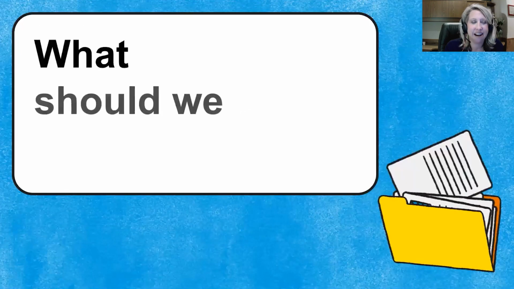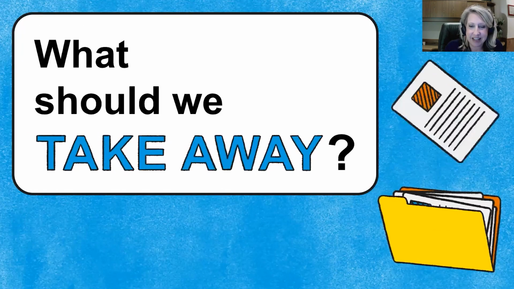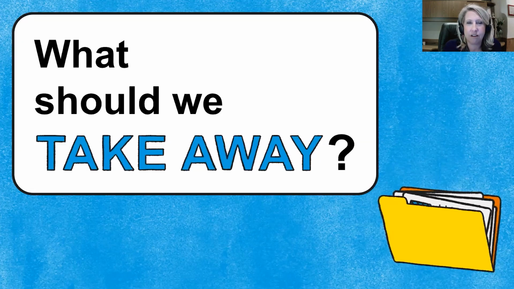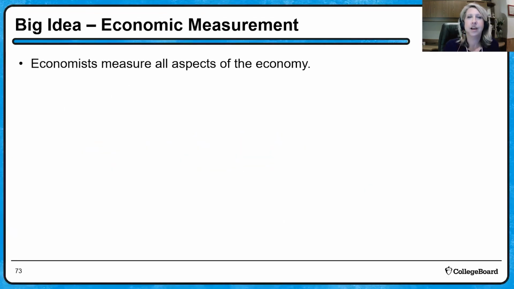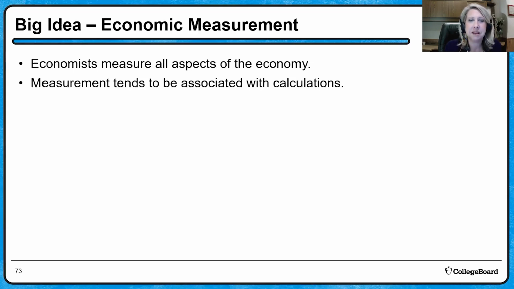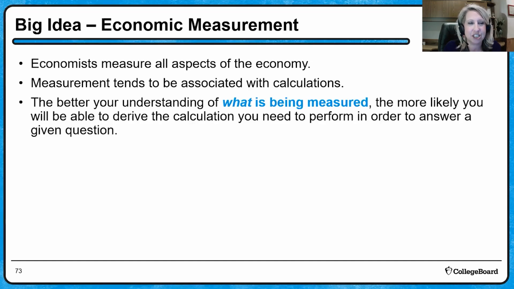Okay, I know this was a dense one. There was a lot in here. Let's think about what our final takeaway messages are. Economists measure all aspects of the economy. You have learned in this introduction to macroeconomics a small fraction of the types of things that economists measure. And I know that you know now that measurement tends to be associated with calculations. So when the AP macro exam assesses you on your ability to say something about economic measurement, chances are you're going to be doing some calculations.